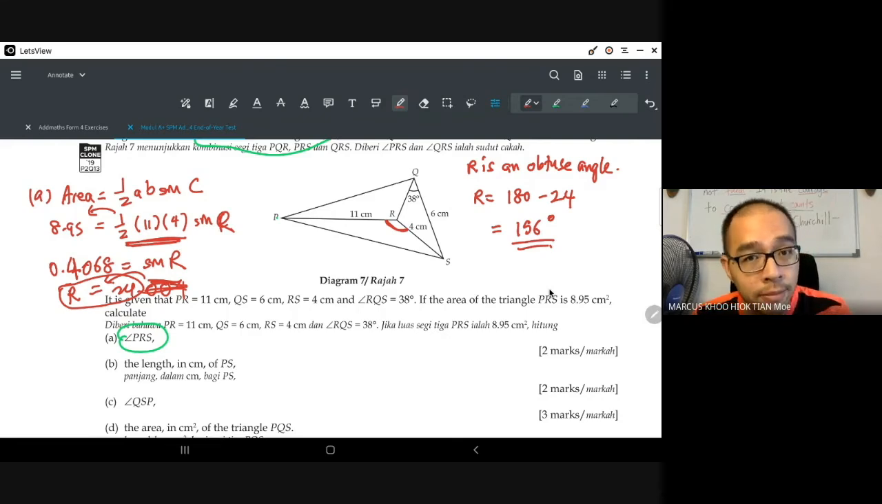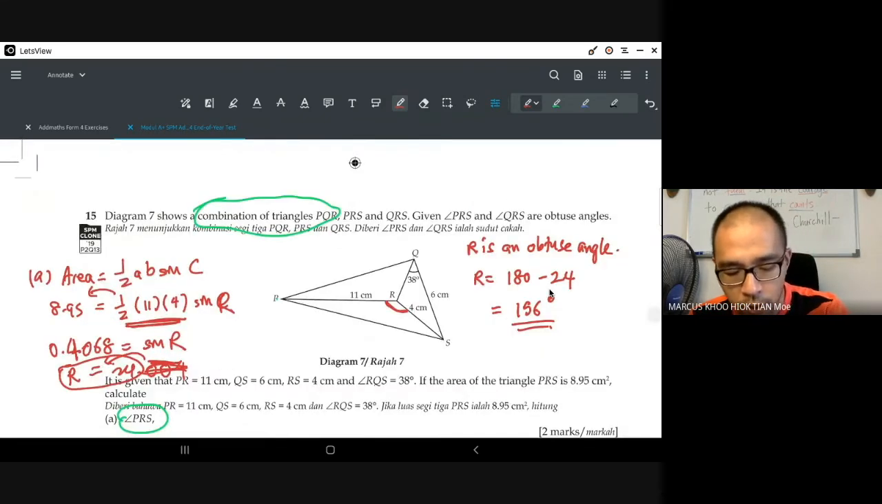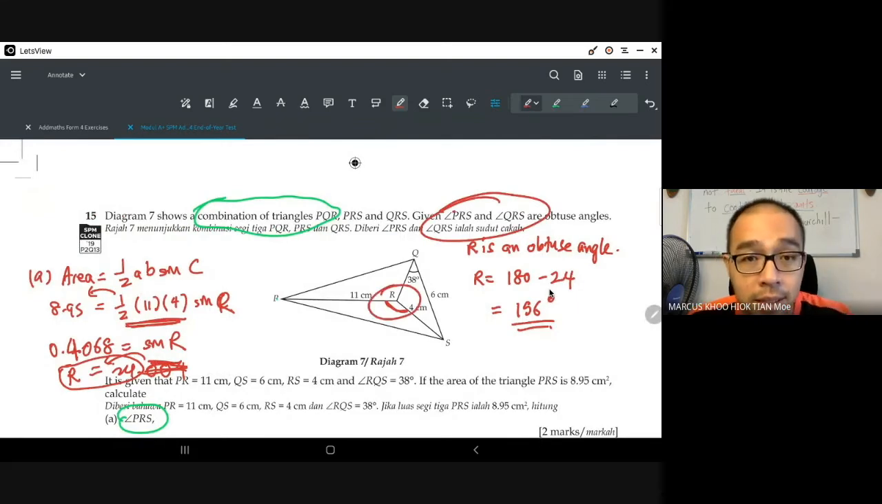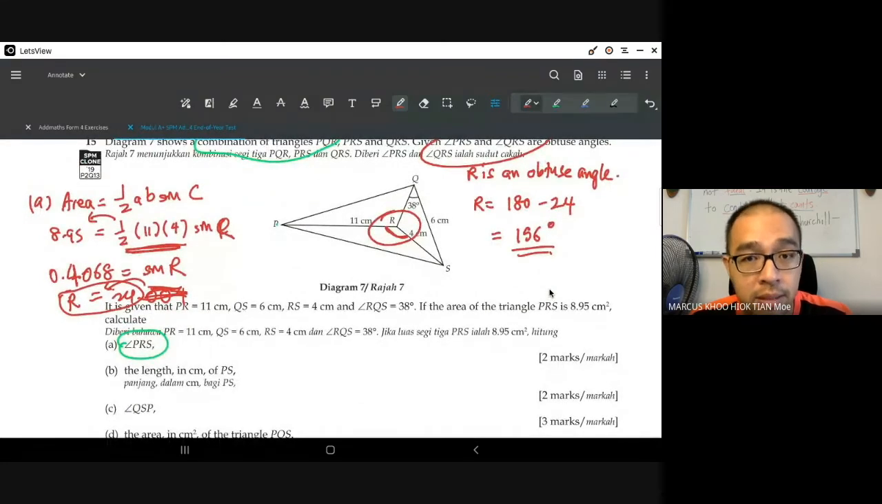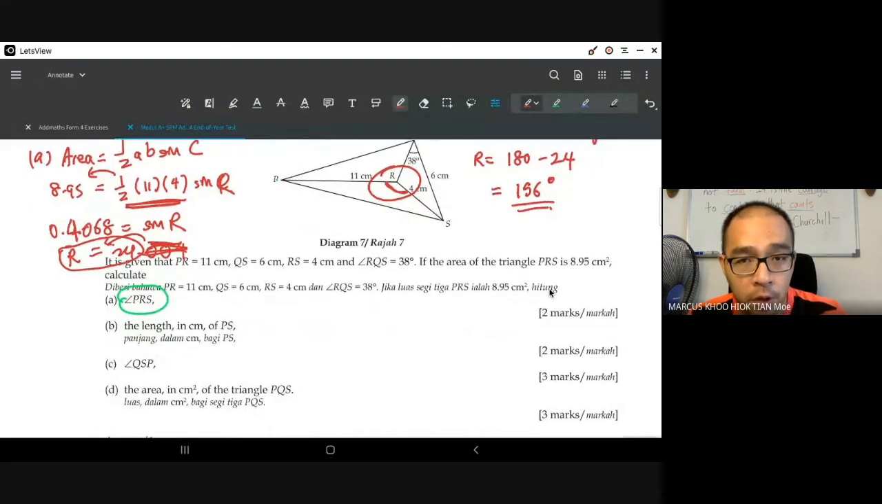To show you that sometimes the question says, actually the question also says, but the diagram also tells us that PRS and QRS are obtuse angles. Be very careful with this. Careful about the obtuse. All right, so PRS is 156 degrees.